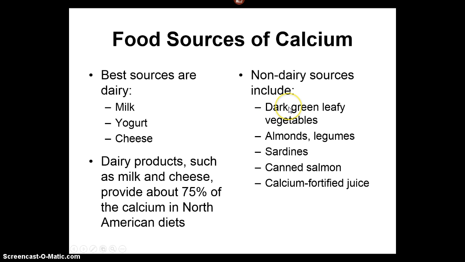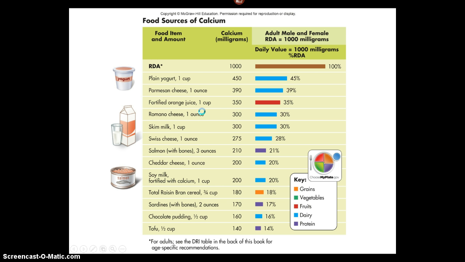There is a lot of calcium in dark green leafy vegetables, almonds, sardines, canned salmon, and calcium fortified foods. When you get calcium from a non-dairy source, it's much harder to absorb. Here's a picture of some of the high calcium foods.